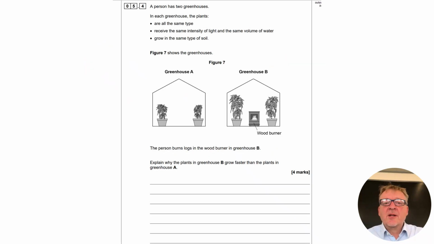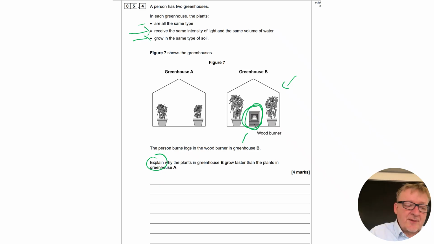5.4. A person has 2 greenhouses. What a lucky man. In each greenhouse, the plants are all the same type, receive the same intensity of light and the same volume of water, and grow in the same type of soil. Figure 7 shows the greenhouses. Greenhouse A, greenhouse B. Greenhouse B has got bigger plants. The person burns logs in the wood burner in greenhouse B. There's our log burner. Explain why the plants in greenhouse B grow faster than the plants in greenhouse A.